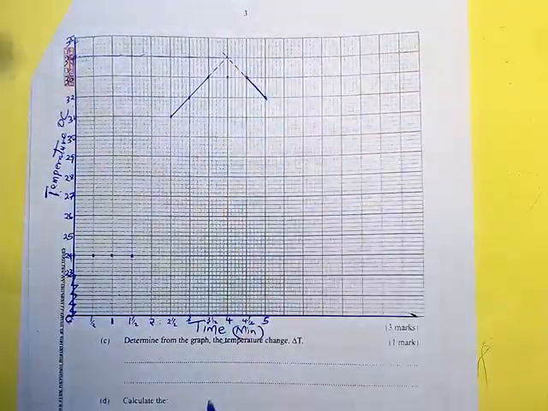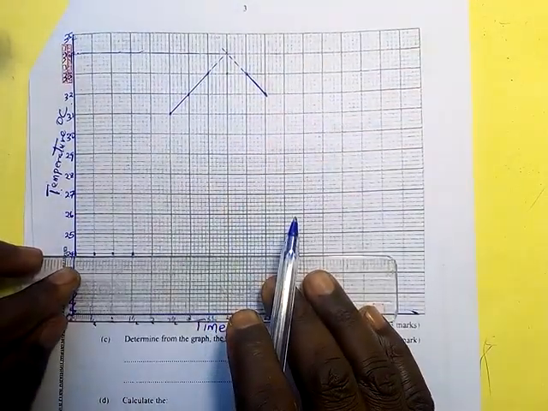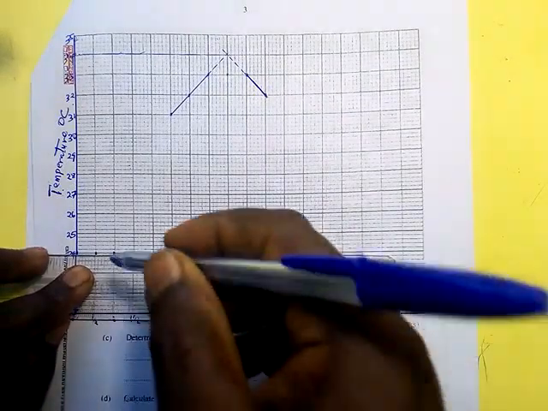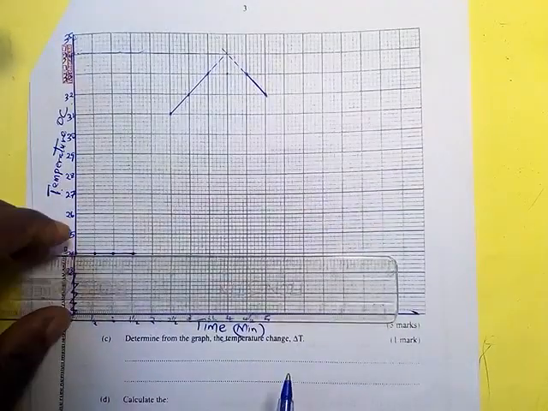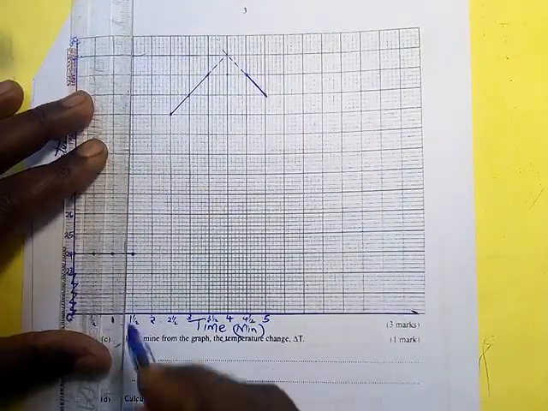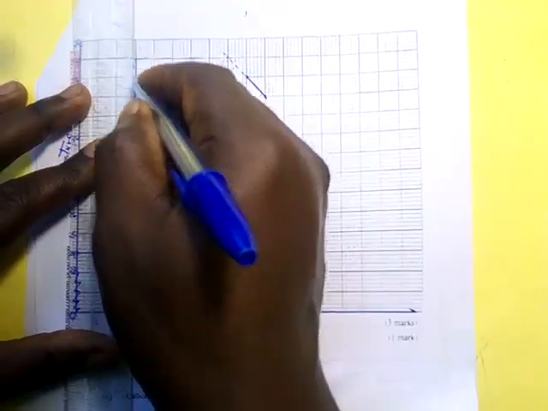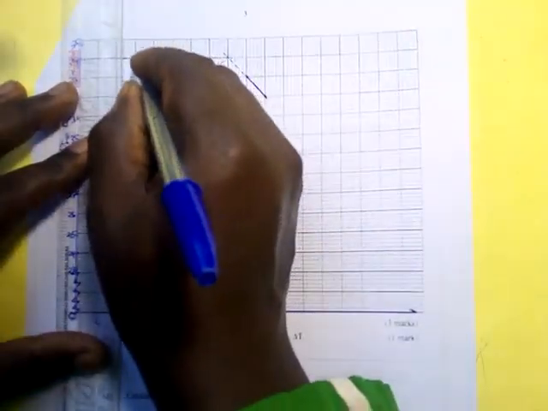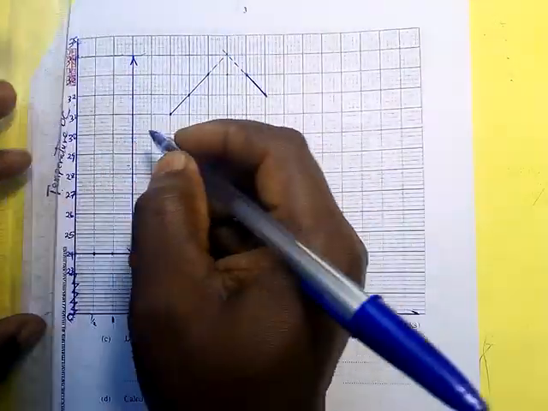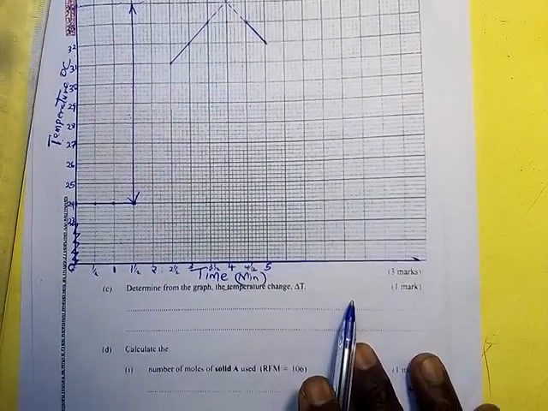That is the temperature. Remember, let us also join this one, our room temperature, this. Now we are measuring the temperature between the minimum, this is the minimum, and the maximum here. This temperature here and here. This is what we are measuring. So let us go to the question.